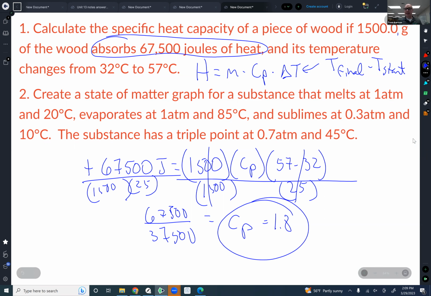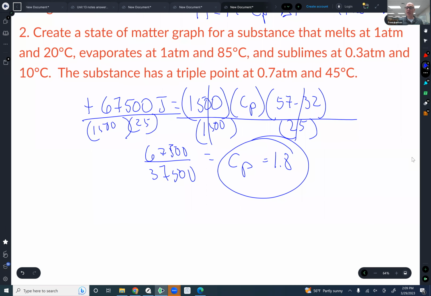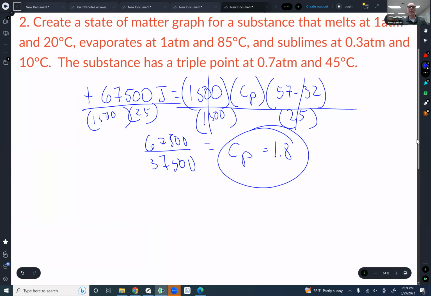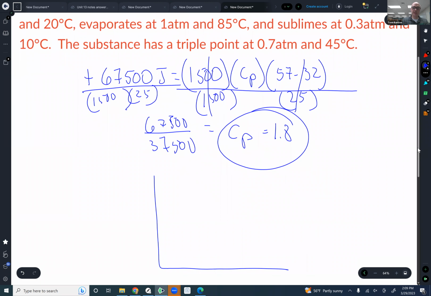Okay. Now the next one, this is a little bit of a more challenging question because it's asking you to conceptualize what is going on with the graph. Now, a state of matter graph, it is one of the Y's. So I'm going to actually get myself a little bit more room here. Hold on, I'm going to go down, and it's at 1 atmosphere and 20 degrees. All right, so I'm going to create this. So this is my Y graph.